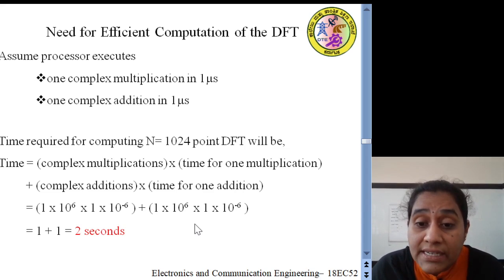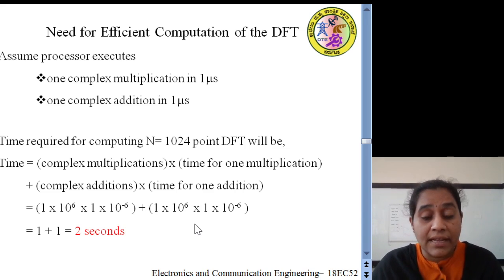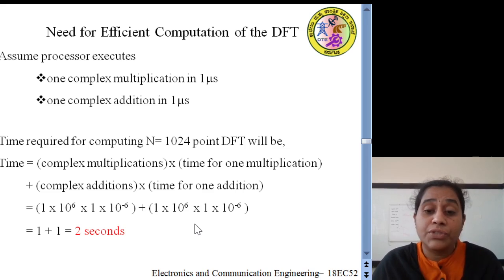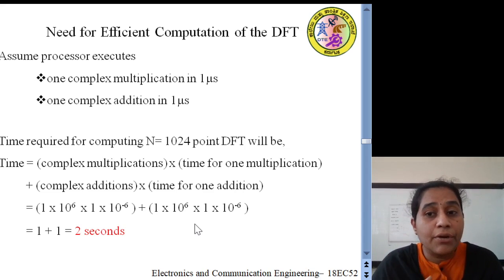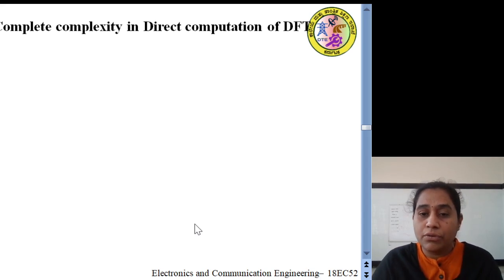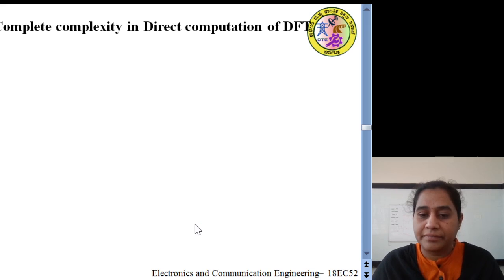So, 2 seconds is not a desired thing for us, because the need for having a DSP, that is a digital signal processor, is to have faster operation. 2 seconds is too much here, so we cannot use this for real time processing. So we need a computational method which gives us the DFT in a faster way. So now let us look at the complete complexity involved in finding the DFT in the direct computation method.